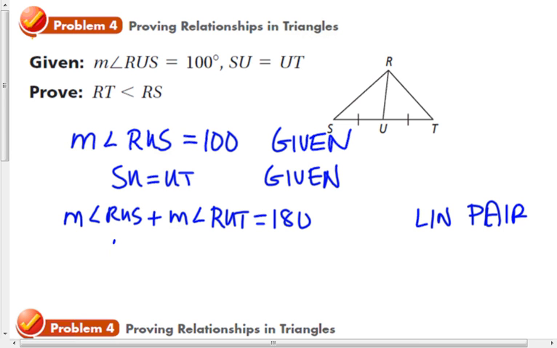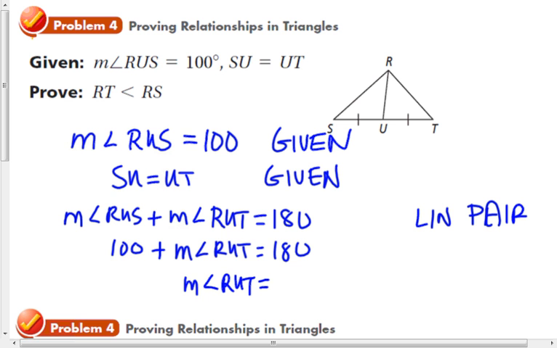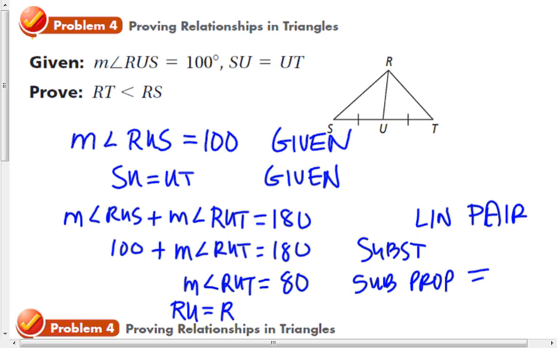And then we can just substitute 100 for the measure of angle RUS, so we get 100 plus the measure of angle RUT is equal to 180, and subtracting 100 from both sides, we get the measure of angle RUT equals 80. And my reason for that is substitution and subtraction property of equality. Okay, now that we have the measure of angle RUT equals 80, we also know that RU is equal to RU. And that's reflexive property of equality.